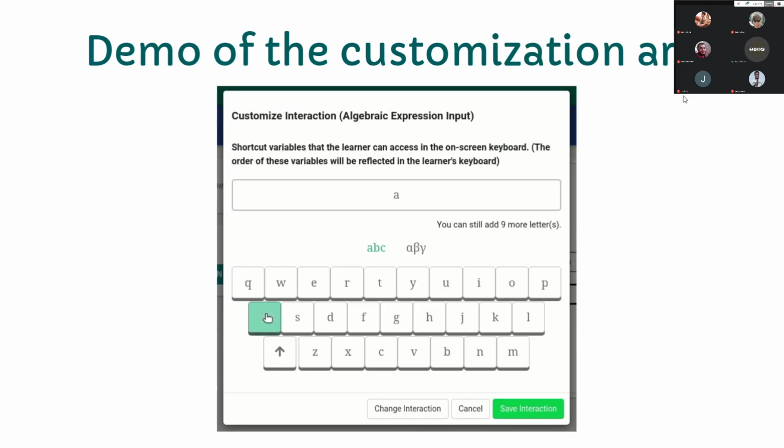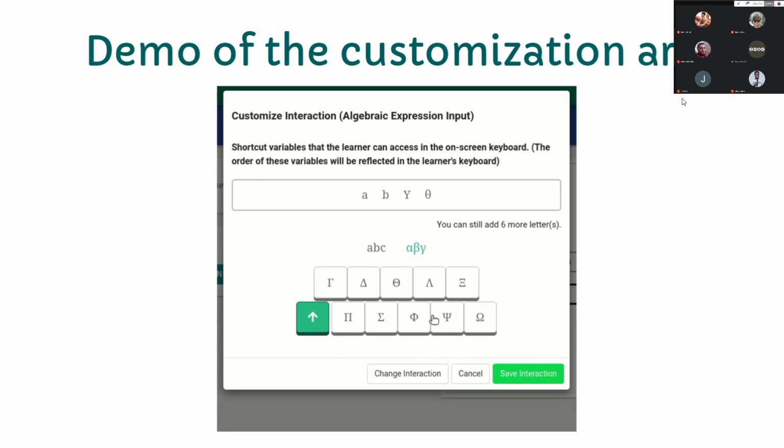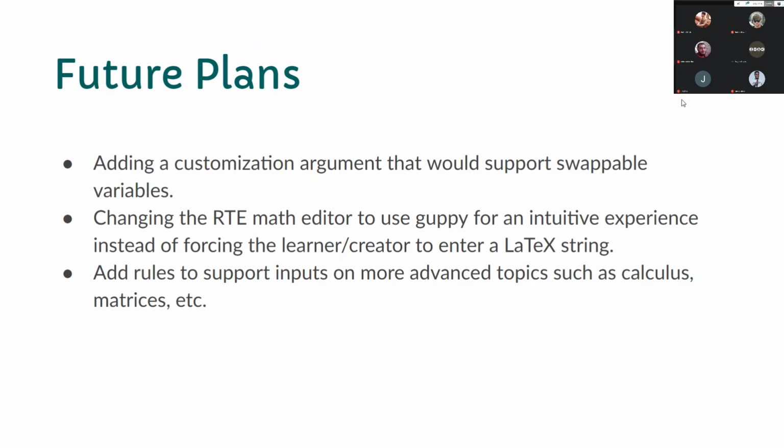And this is the customization arg that the creator can use to enter these customizable variables for the on-screen keyboard. They can mention at most 10 variables that the learner can see in the mobile view. So yeah, next slide, please. So that was all that happened during these 3 months. I hope that I've made a proper and solid basis that these interactions can be extended.